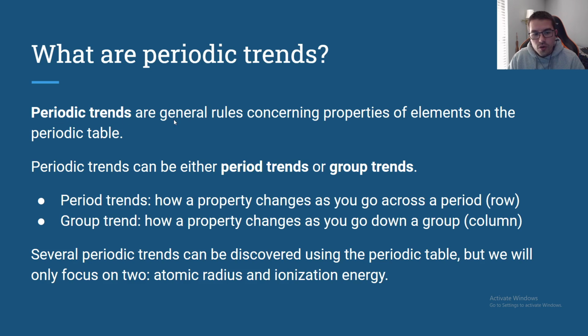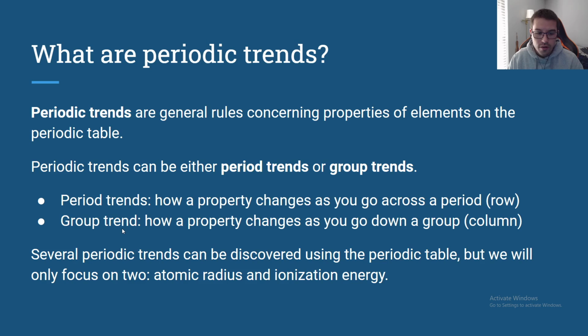Okay, so periodic trends are general rules concerning properties of elements on the periodic table. Okay, periodic trends can be either period trends or group trends. A period trend is how a property changes as you go across a period or across a row on the periodic table. So as you go, say, from left to right across a row on the periodic table, how does a certain property change as you go from left to right?